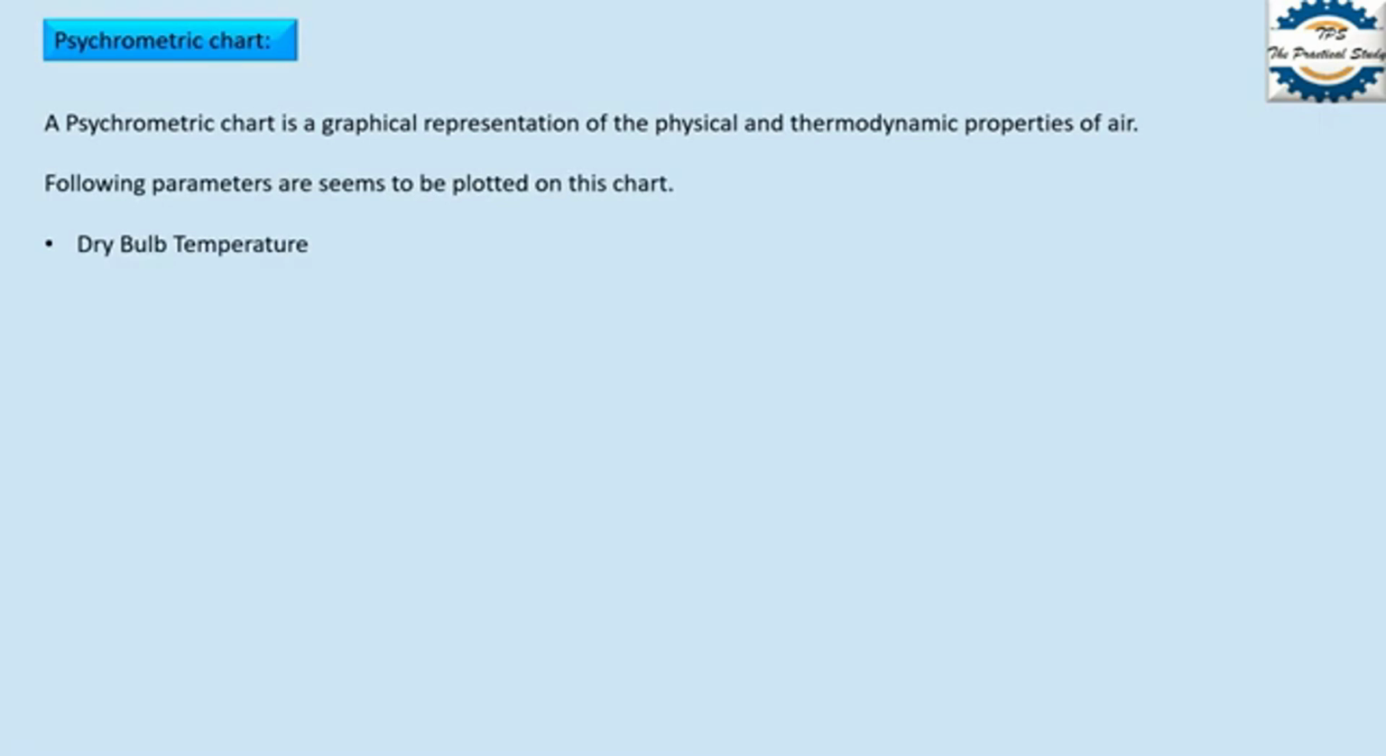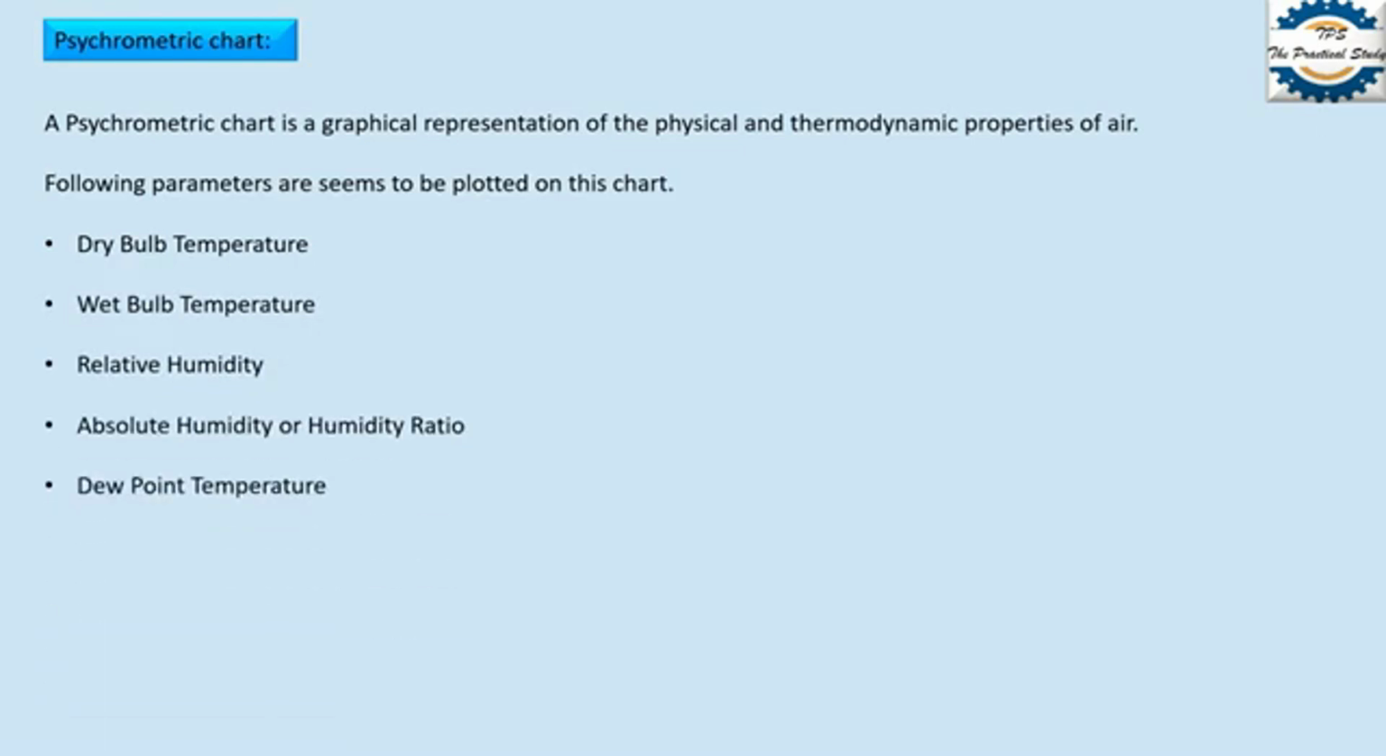Number 1, dry bulb temperature, wet bulb temperature, relative humidity, absolute humidity or humidity ratio, dew point temperature, specific volume, enthalpy. We will learn all these parameters one by one and plot them on the psychrometric chart.